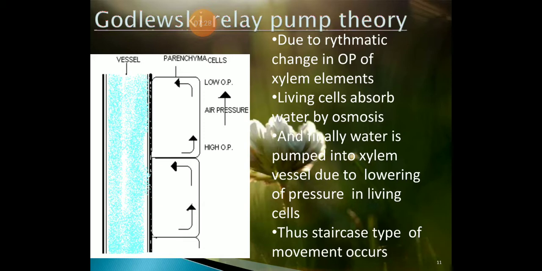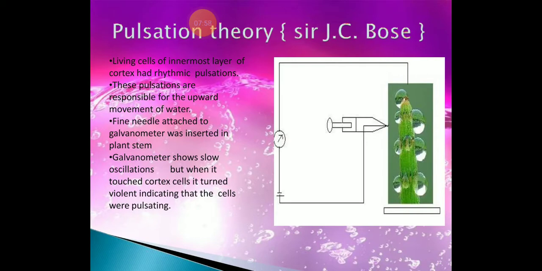That's one theory. The other vital theory I mentioned earlier is Godlewski's theory. Due to the rhythmic change of the OP, that's the osmotic pressure of the xylem elements, the ascent of sap takes place in the plant. This diagram completely explains how water moves from a high OP to a low OP, due to the pressure in the plant cell, and the water molecules move.